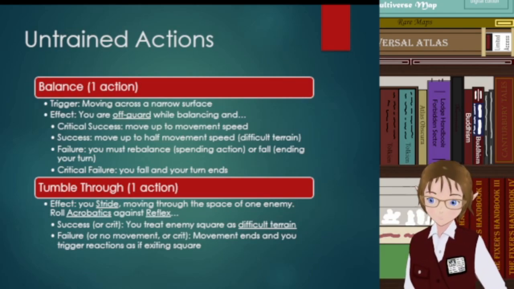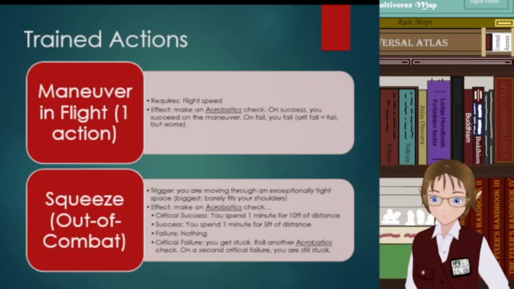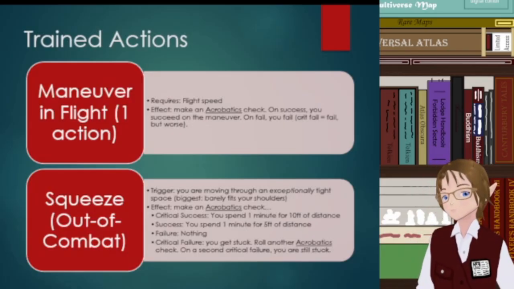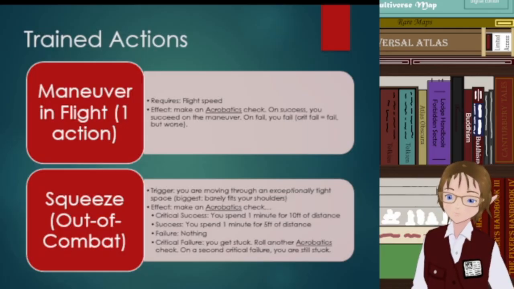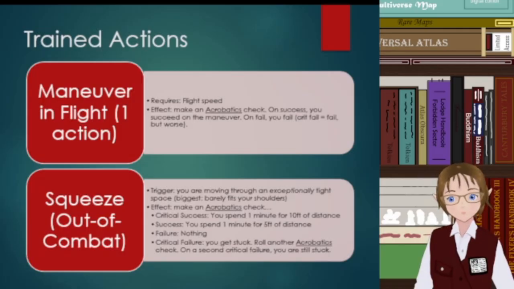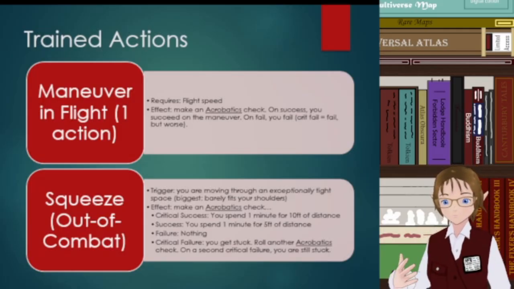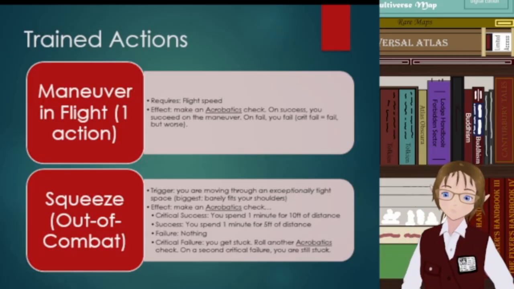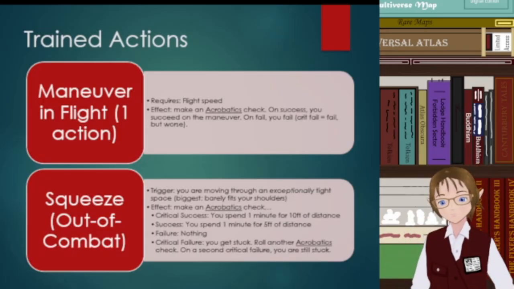In addition to the untrained actions, Acrobatics has 2 trained actions. However, most characters are only likely to use one of them. That's Squeeze, which is a solely out-of-combat ability unless you take a skill feat, which I will mention later. Squeeze is basically when you try to move through an exceptionally tight space.